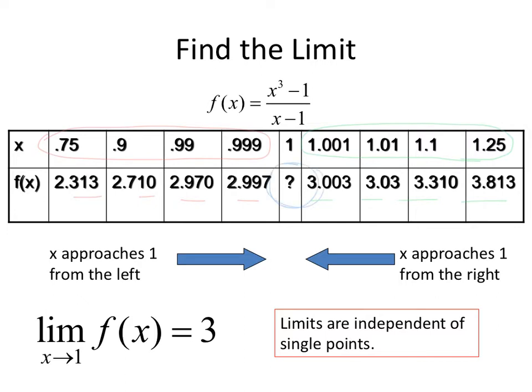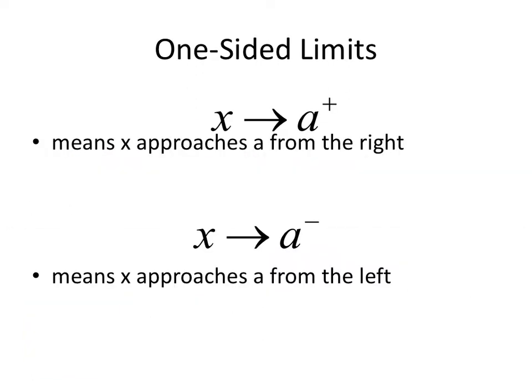Well, if I kept going closer and closer and closer, we can see that these values are getting closer and closer. So we know that they are approaching 3 from both sides. So the limit as x approaches 1 of f of x is equal to 3. So we've done it graphically, we've done it numerically. Now one thing to note is that limits are independent of it being a single point. We're going to talk more about that in just a minute, but make sure we pay attention to that one.